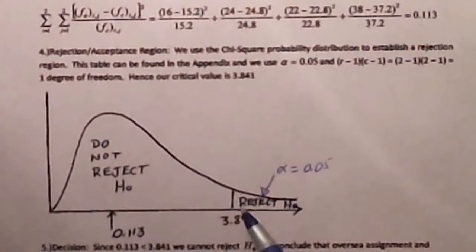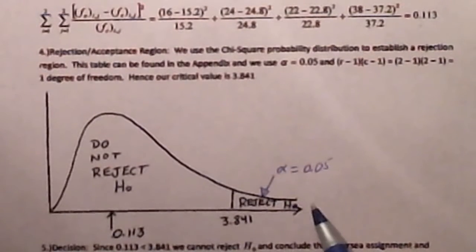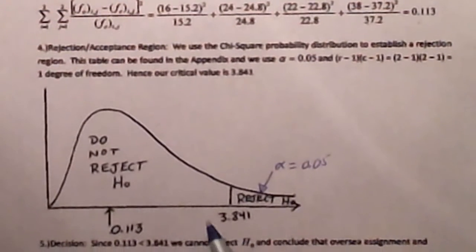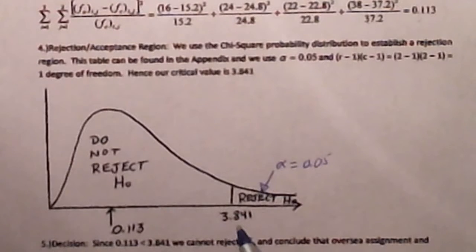So 5% of the area of this curve is found in the upper tail rejection region, and 95% of the area of the curve is found in the rest of the region, which is the acceptance or the do not reject null hypothesis region. Well, anyways, to find that critical chi-square value, we would have to use a chi-square table, as our calculator cannot crank that value out. It turns out to be 3.841 for the critical chi-square value.